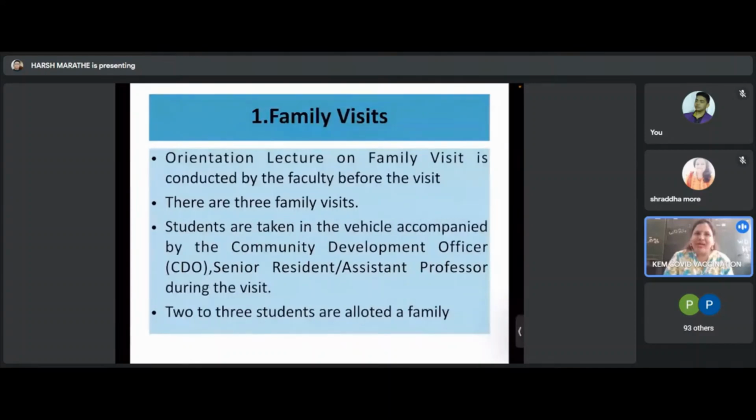You are taken in a proper vehicle, accompanied by a community development officer, a senior resident or assistant professor respectively, and one family is allotted to 2 to 3 students, or at most 2 students per family. Next slide.